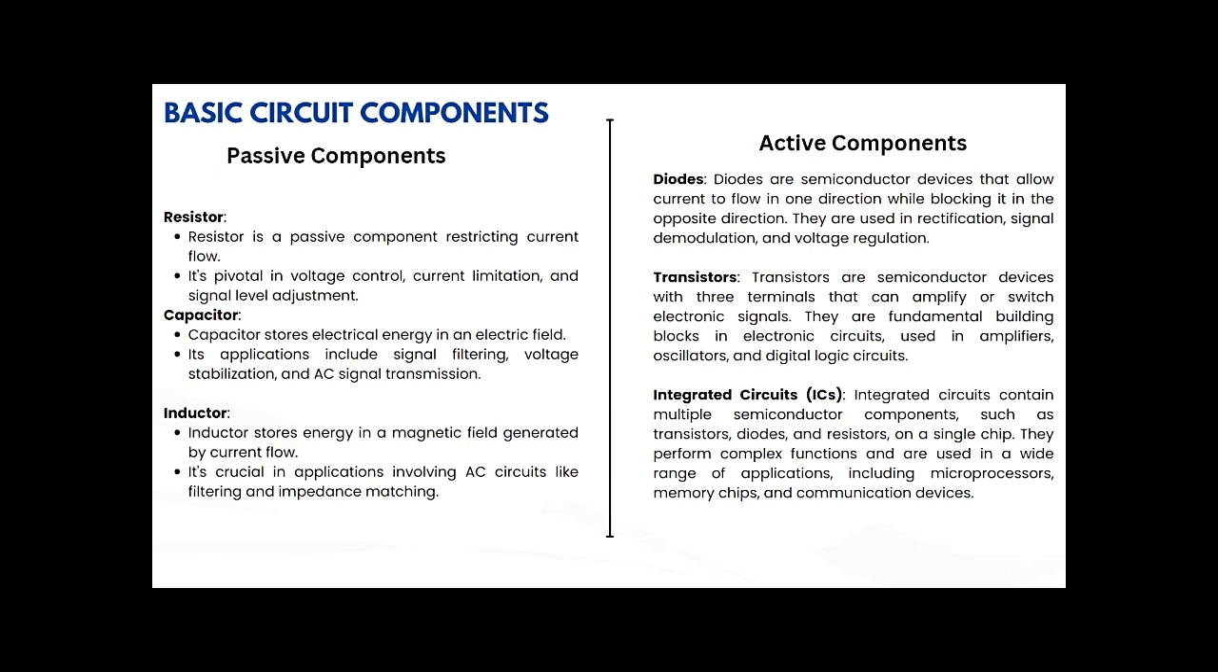The other one is integrated circuits, ICs, which contain multiple semiconductor components like transistors, diodes, resistors, and all these are joined together on a single chip. So they are complex circuits, and they have a wide range of applications. ICs are used in microprocessors, in microcontrollers, and communication devices. So these are the two important types of electronic components.